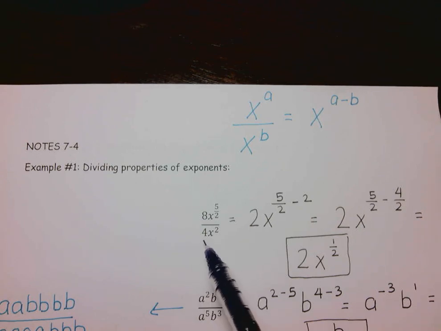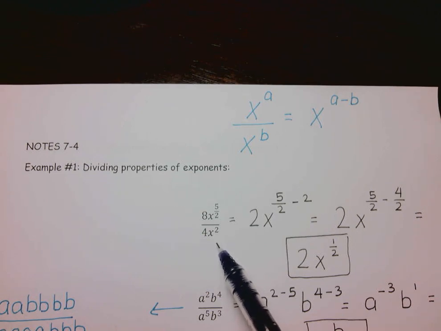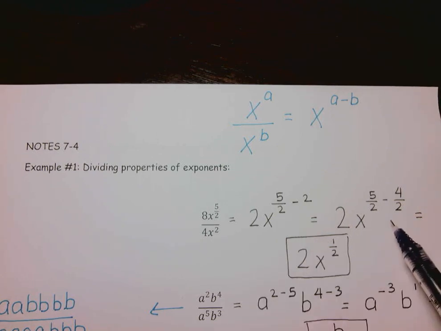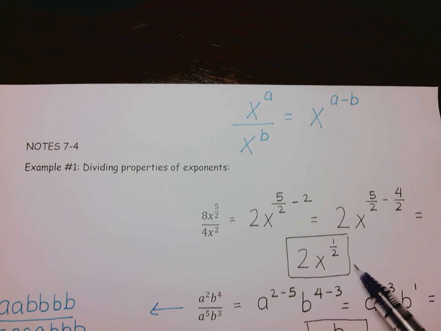The first thing that I have to do is divide the coefficients. So 8 divided by 4 is 2. Then I need to look at the variable. I'm dividing powers that have the same base, so I need to subtract the exponents. I need to create a common denominator in order to do so. And I end up with 2x to the 1/2 power, which remember means the same thing as 2 times the square root of x.